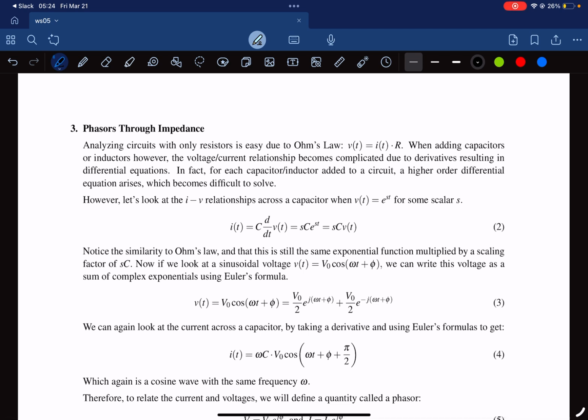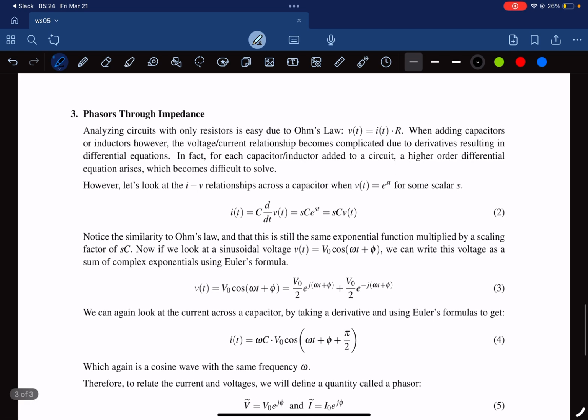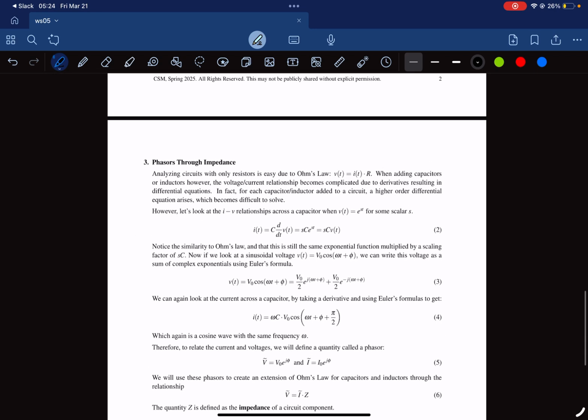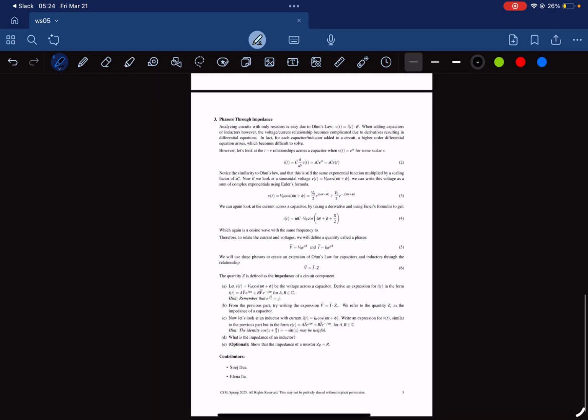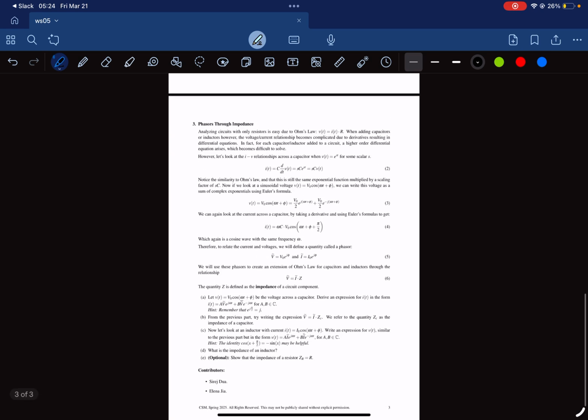Now let's move on to problem 3. Oh, this one's kind of a mouthful. Phasors through impedance. I guess I'll give you a second to read this first if you want to pause it here or something like that.